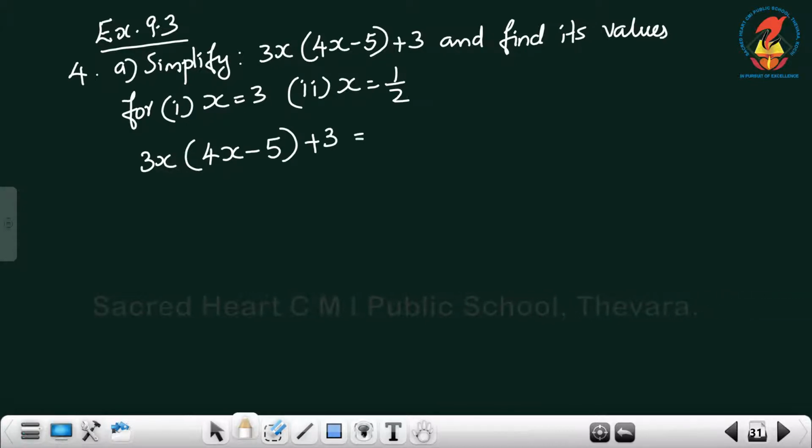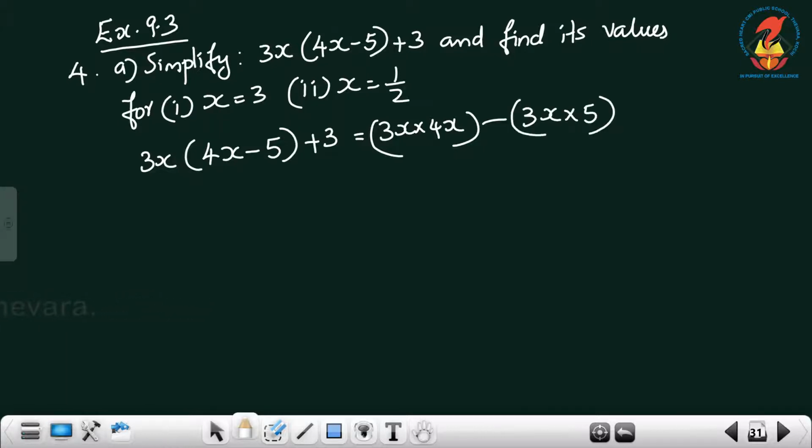It's a given expression. By using distributive law, 3x into 4x minus 3x into 5 plus 3. What is 3x into 4x? 3 into 4, 12. x into x, x squared, minus 3 into 5, 15, x plus 3.